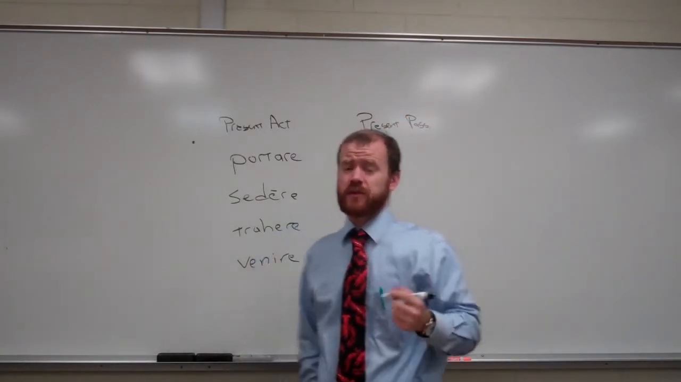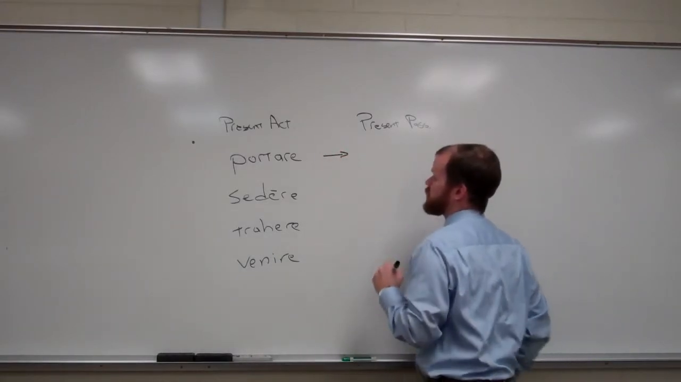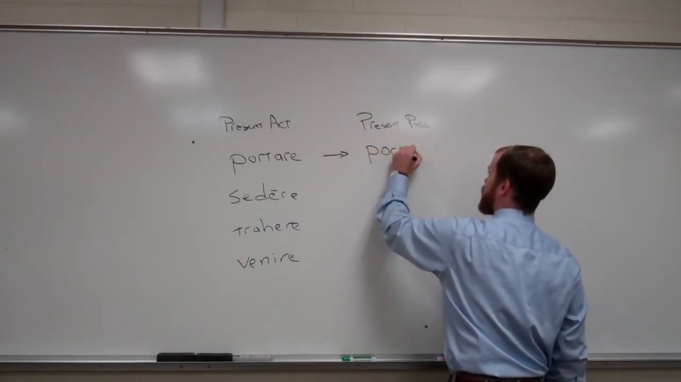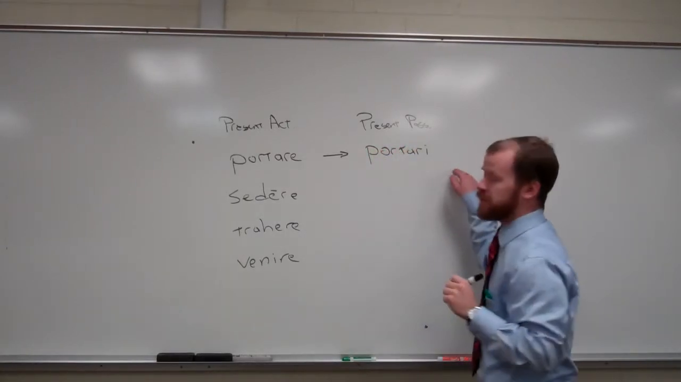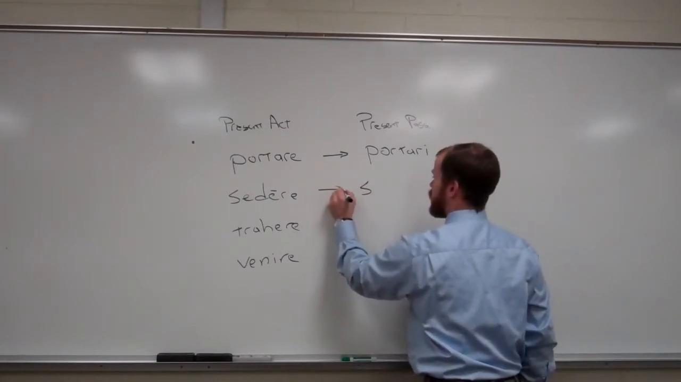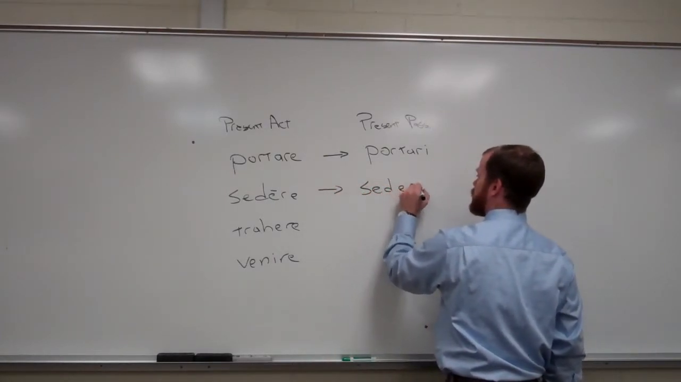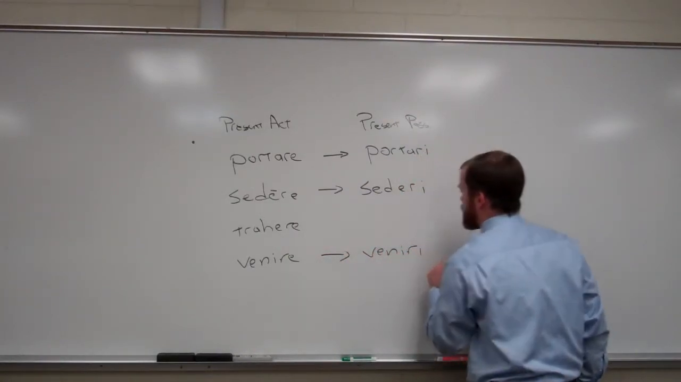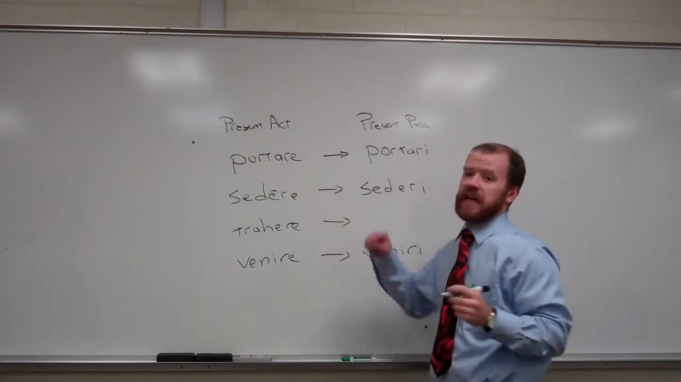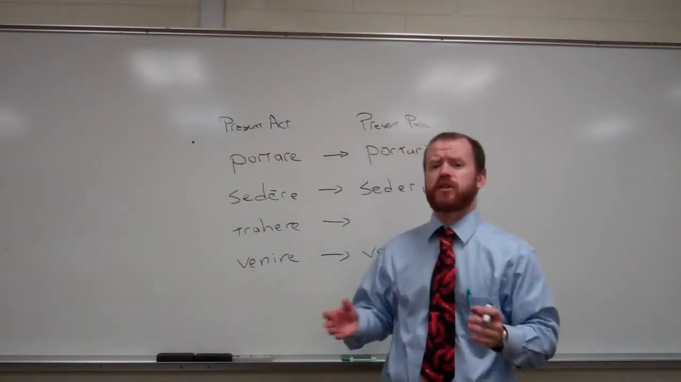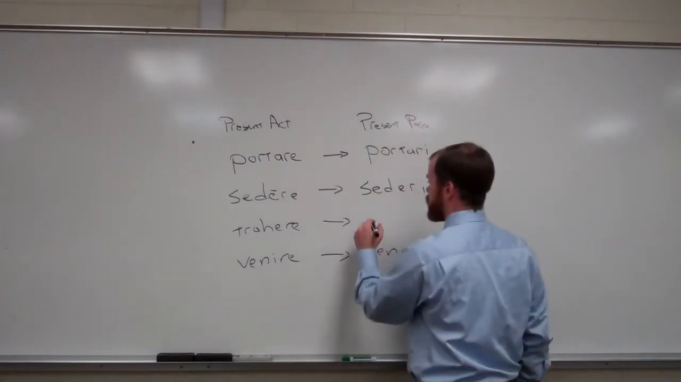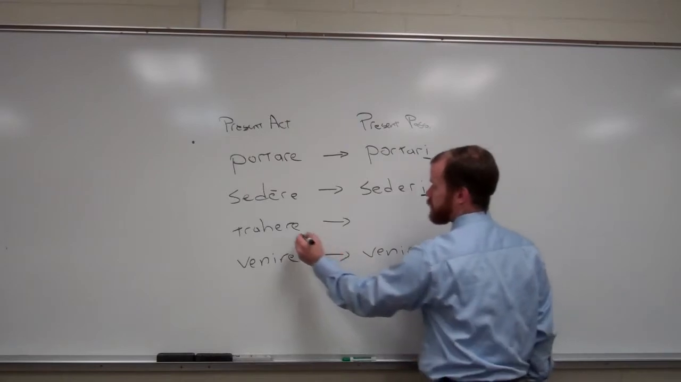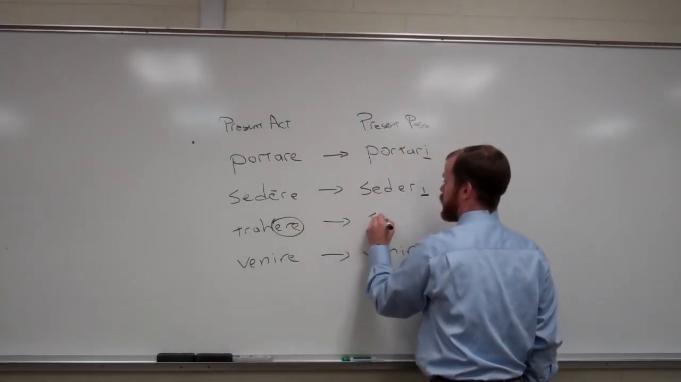Alright? And so to form that, you simply chop off this final E. Portari, sederi, veniri. And of course, like everything that it seems to happen, the third conjugation doesn't exactly follow the rule. The third conjugation still has this I, but it gets rid of the entire ending. So, trahi.